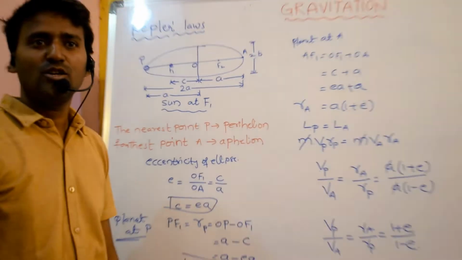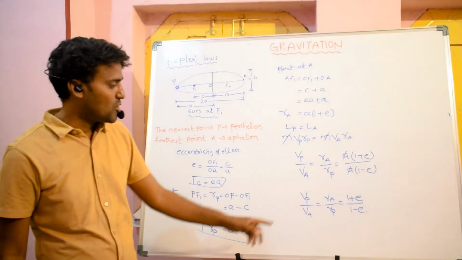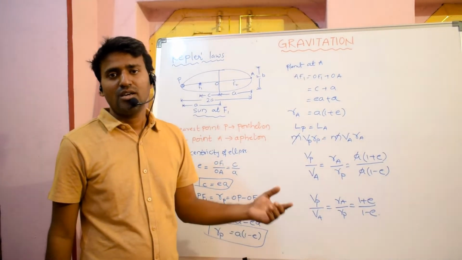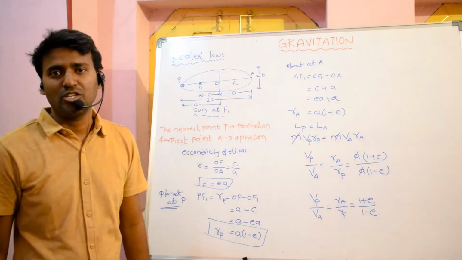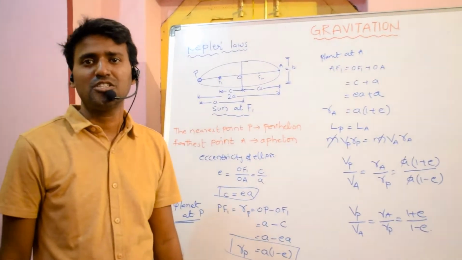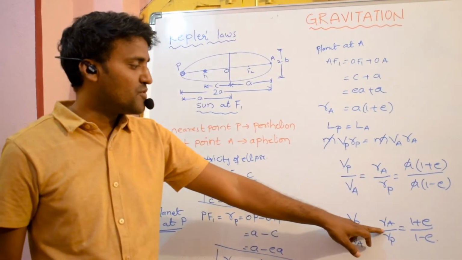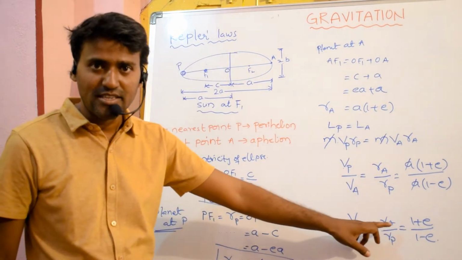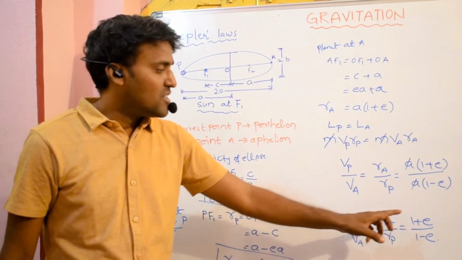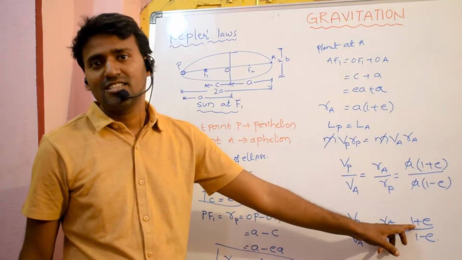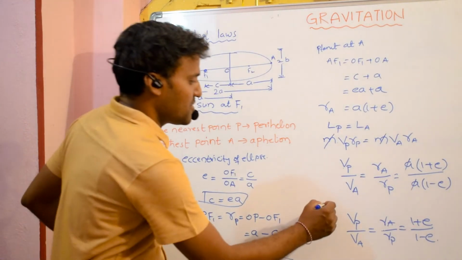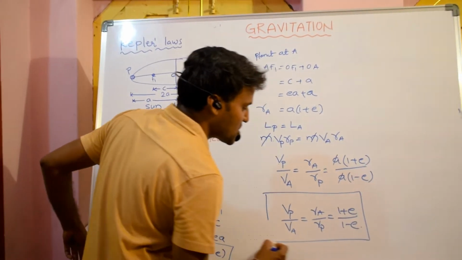You can also apply this in terms of the conservation of energy, because velocity at P we know and velocity at A we know. Means kinetic energy, the equation of half mv square. If you substitute, we can get another equation also. So it is in terms of the radius, that is, the distance, and in terms of the velocity. I calculated the eccentricity equation, 1 plus E divided by 1 minus E. This is the final equation from Kepler's first law.